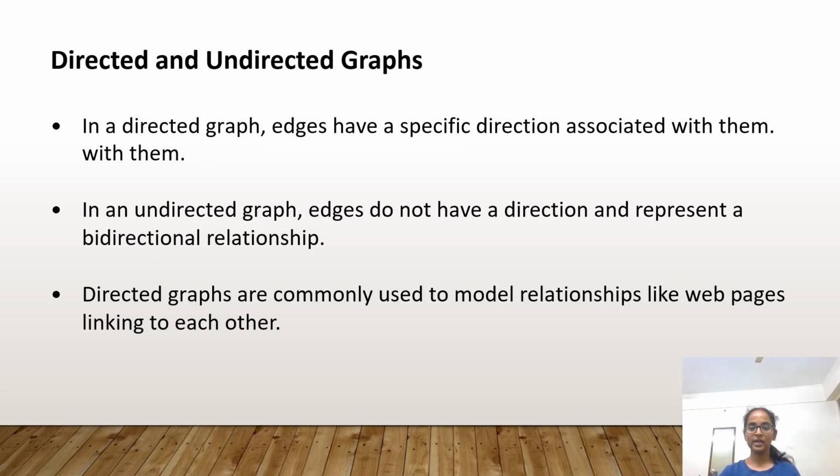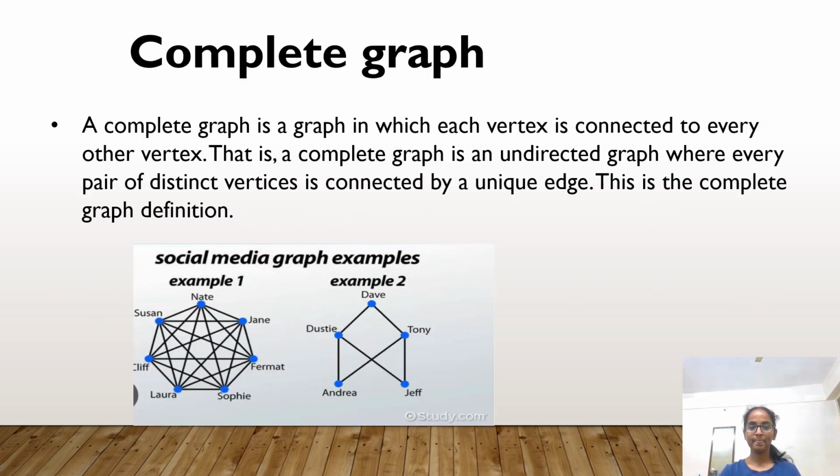Directed and undirected graphs. In a directed graph, edges have a specific direction associated with them. In an undirected graph, edges do not have a direction and represent a bidirectional relationship. Directed graphs are commonly used to model relationships like web pages linking to each other.